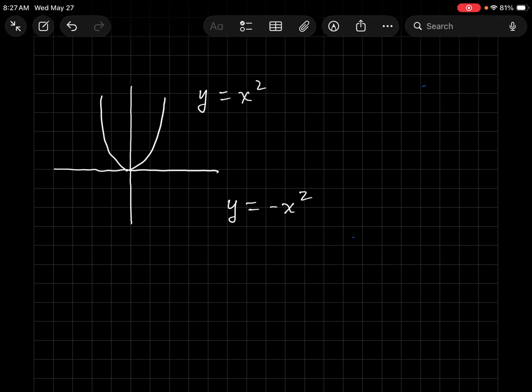Well, with negative x squared, it said, let's take all the y values. We're going to keep the x, but the y values will now become negative. And I'm drawing it dashed like this just to show us that it's a different graph. Of course, it should be connected like that.